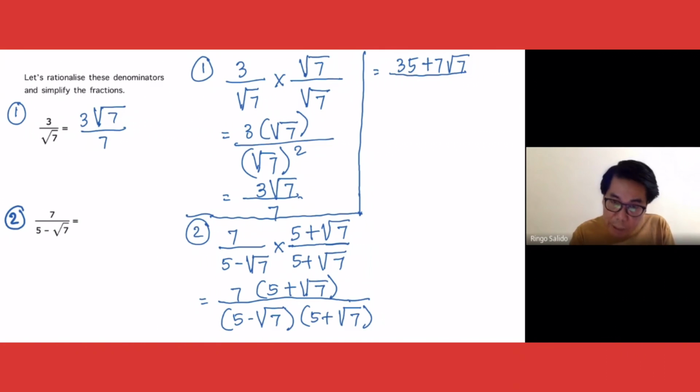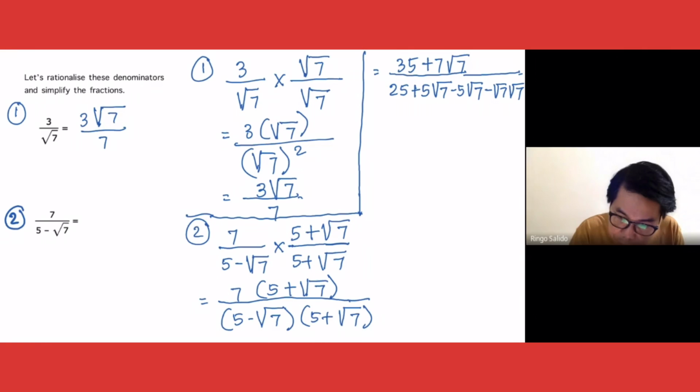Okay. Then for the denominators, we have to use the FOIL. So 5 times 5 is 25. And then 5 times root of 7 is plus 5 root of 7. And then the inside, we have negative root of 7 times 5 is negative 5 times root of 7. And then the last is negative root of 7 times positive root of 7 is negative root of 7 times root of 7. Okay, now let's continue.